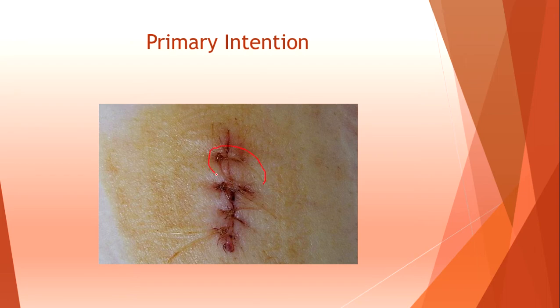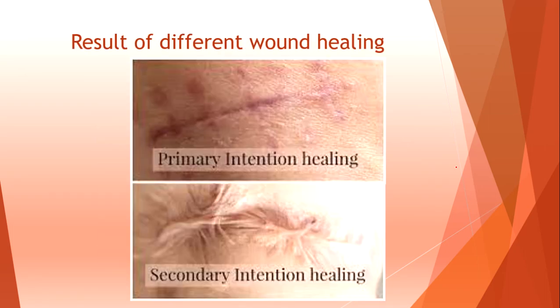This is catgut, you saw here. So this will be a mild and not obvious scar. And here we see the example, comparing secondary intention healing. Maybe here we have a wound site infection or surgical wound infection. That is why secondary intention healing gives such a bad cosmetic result.